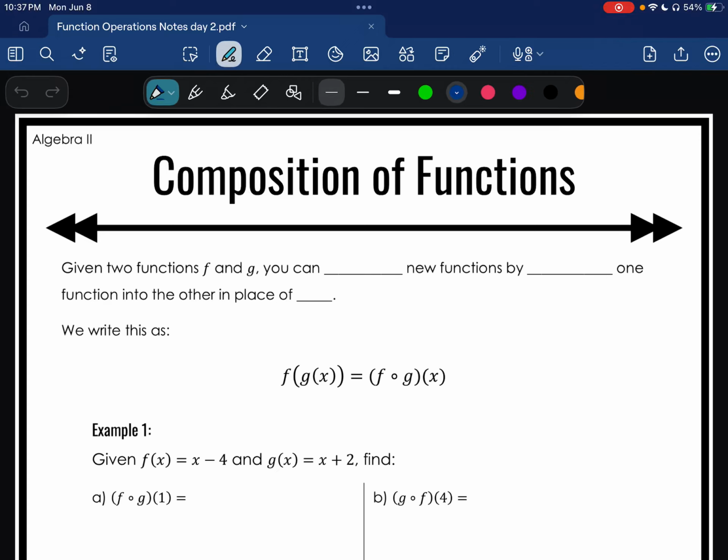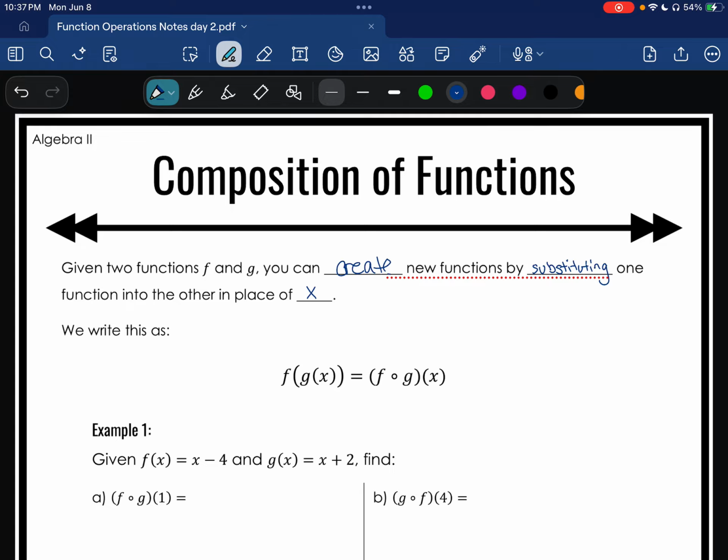All right, so today we're going to talk about a brand new operation that we can do with functions. Given two functions f and g, you can create functions by substituting one function into the other in place of x. So rather than plugging in a number like 1 or 2, or maybe you get crazy and you plug in 1/2, we're going to plug in a whole function.